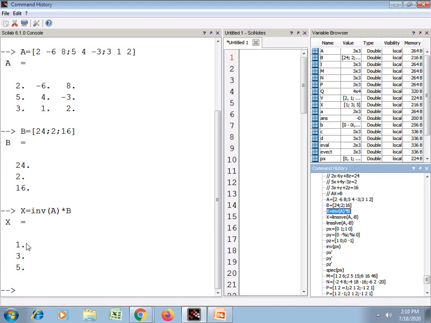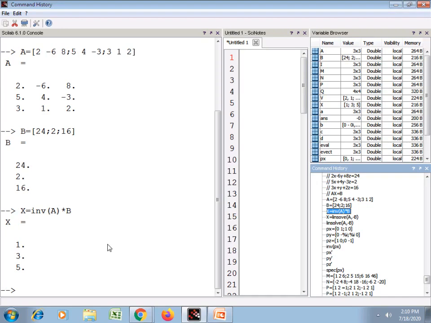That means the value of x we have obtained by solving the linear equation is 1, value of y is 3 and value of z is 5. So in this way you can get the values of the variables of the linear equations by using the matrix equation.